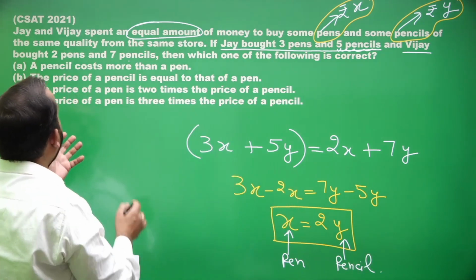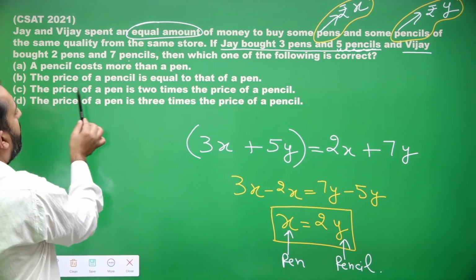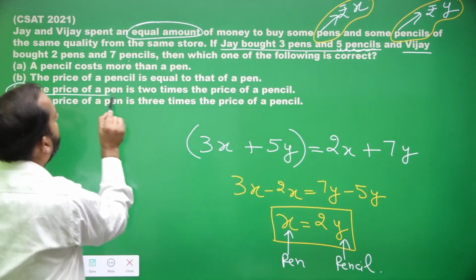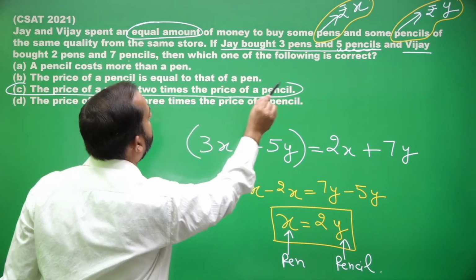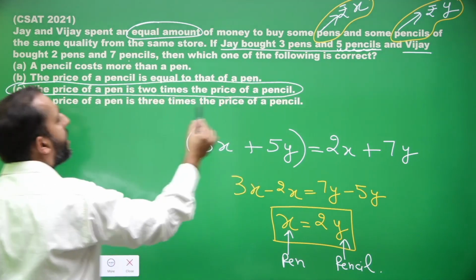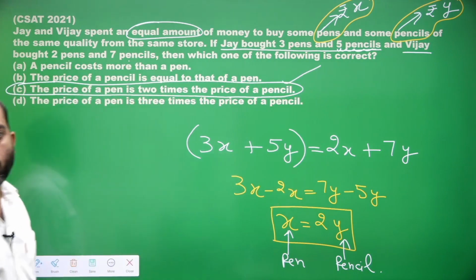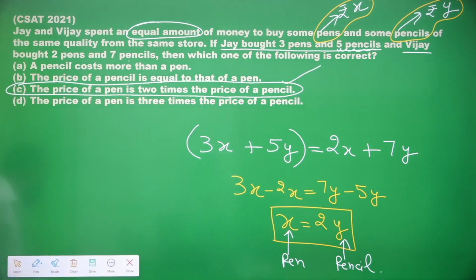So I can see the price of pen. Option C, the price of pen is 2 times the price of pencil. Option C is the right choice here. Please make a note of it, guys. Hurry up.